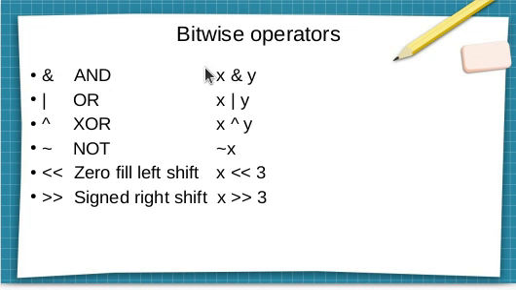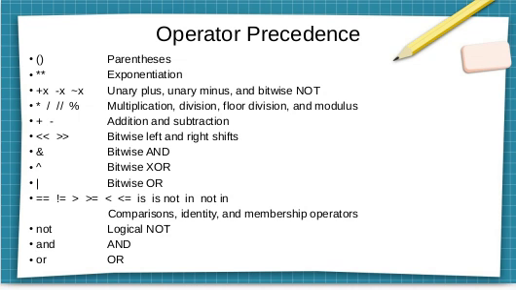Now bitwise operators: and, or, XOR, not, left shift, right shift. These are denoted as x and y, x or y, x XOR y, not x, x left shift 3, x right shift 3. Like this we can write the bitwise operators.